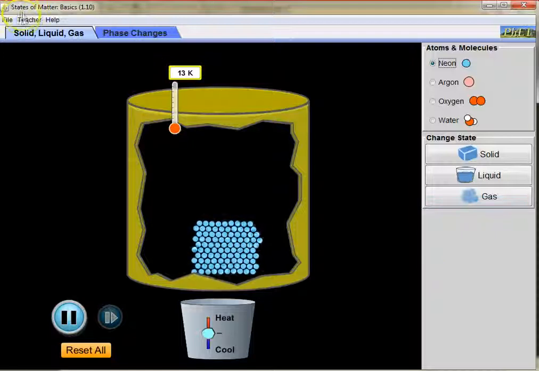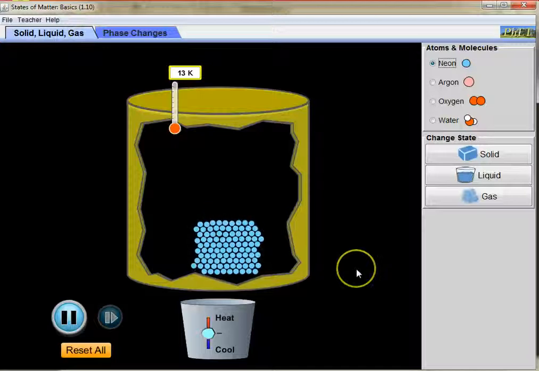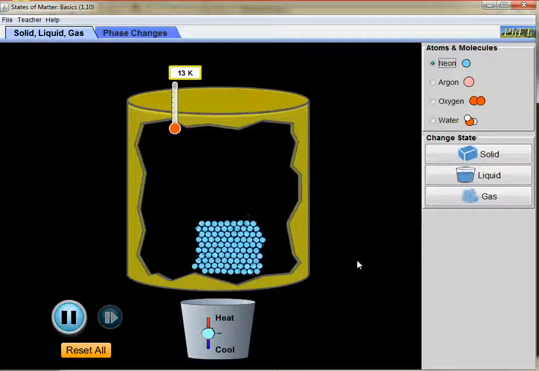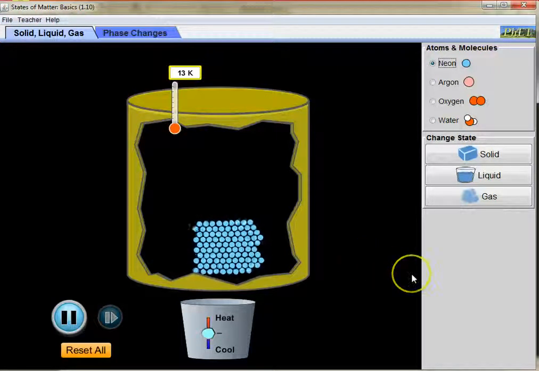Yeah, so this is the first lab. It's called States of Matter Basics. It is available on your learning center. It will be available at the end of the class when we're done, and when you click on the link, it will download. Allow the download if you have a firewall or something that is blocking it from downloading. Make sure that you allow it, and once you download it, you can click on it and it should open.